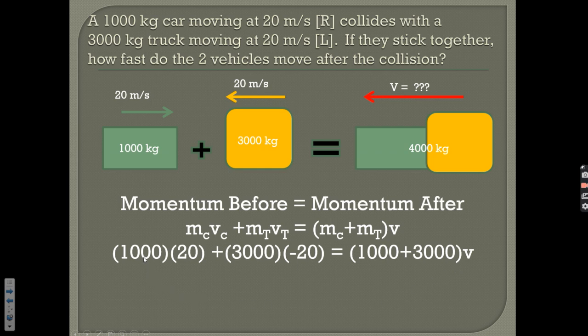that the car is 1,000 kilograms moving at 20 meters per second. The truck is 3,000 kilograms, and notice since it's moving contrary to the car, we have to put its velocity as a negative so that it counteracts the other velocity. And then their combined mass is going to be 4,000 kilograms, and we want to know that final velocity. Calculating it out, we get a final velocity of negative 10 meters per second, just meaning that we're ending up moving 10 meters per second to the left, which is what we were expecting.